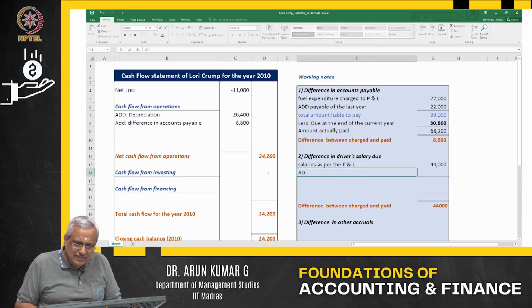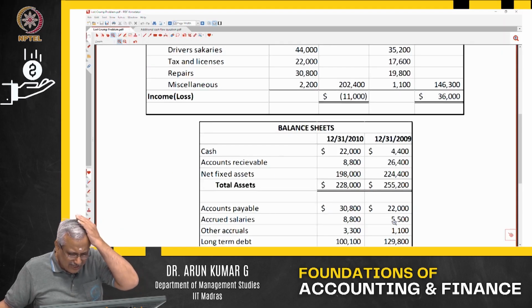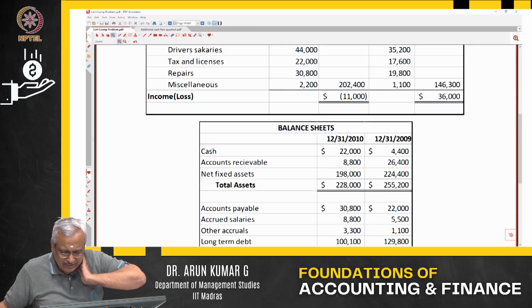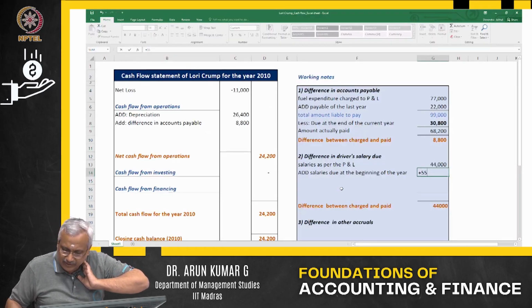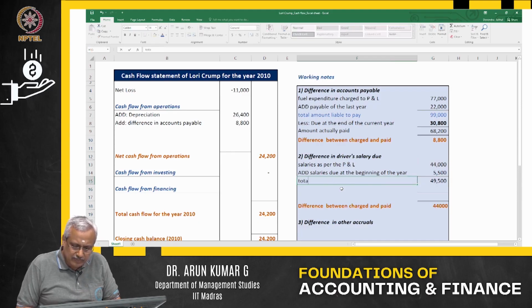Add salaries due at the beginning of the year. You go back to the balance sheet. What is the salaries due at the beginning of the year? 5,500. That is the end of the last year. So, what is the total salaries due? The total salaries due is 49,500.